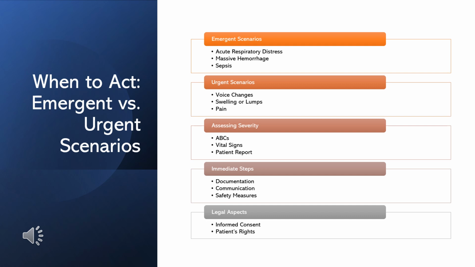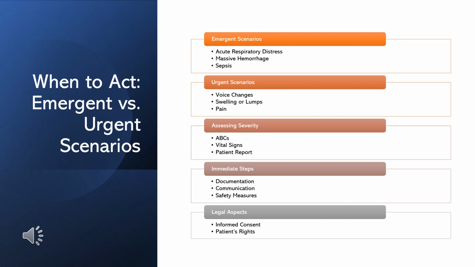And then, of course, there's sepsis, which is rapid onset of fever, hypotension, and altered mental status. So, we'll be administering broad spectrum antibiotics as per hospital protocol, drawing blood cultures prior to that antibiotic administration, and closely monitoring vital signs. Now let's look at some urgent scenarios in laryngeal cancer.